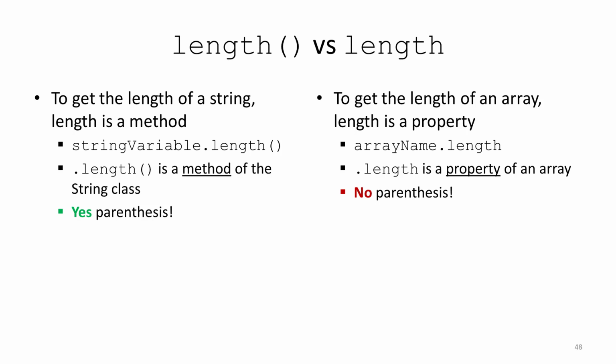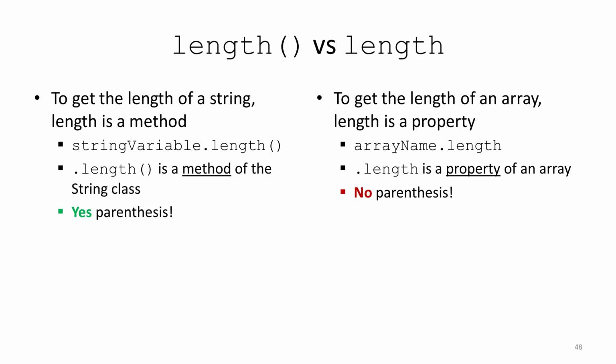When working with strings, length is a method. So you take your string variable name, dot length, and then opening and closing parentheses, to get the length of the string. Length is a method. To get the length of an array, length is a property. So it's array name dot length, and that's it.